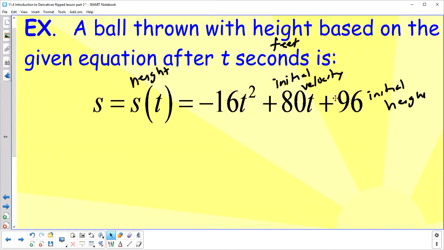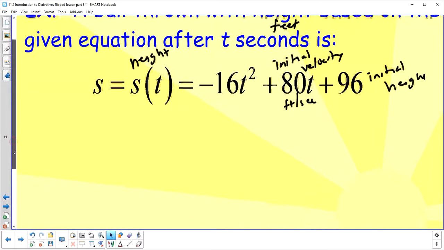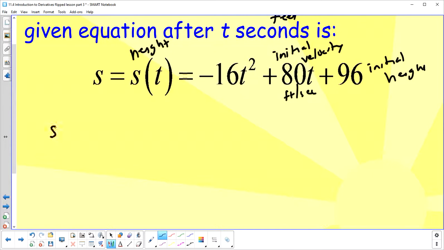Okay, so since we're throwing it off a roof, the roof is going to be 96 feet high, and our initial velocity would be 80 feet per second. So when we talk about velocity in this problem, it's going to be in feet per second because those are our units. Height's going to be in feet, and then our time will be in seconds. Okay, so we're going to need this. Now, a lot of these other parts of this problem are also going to require our first derivative. Okay, and so we need to figure out our first derivative.